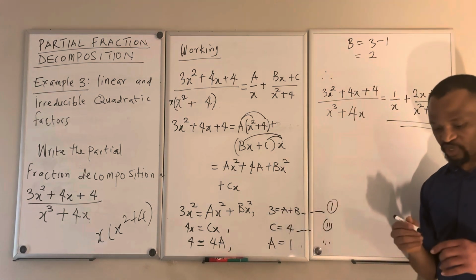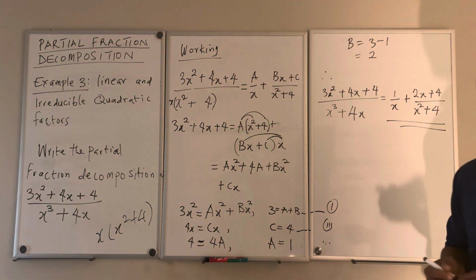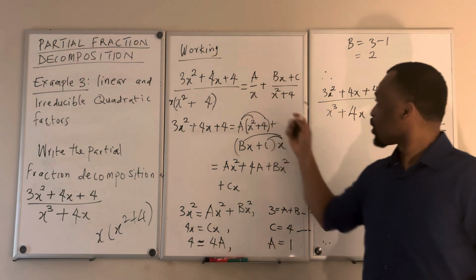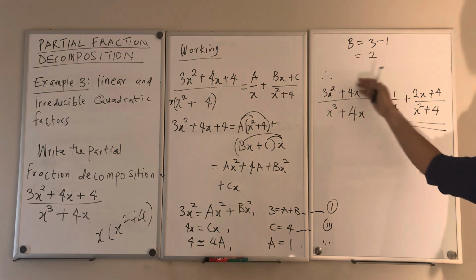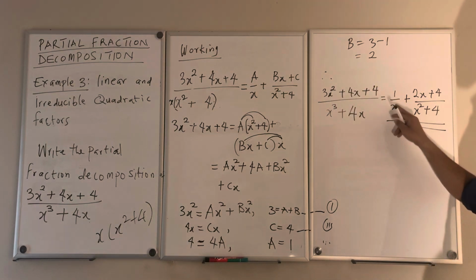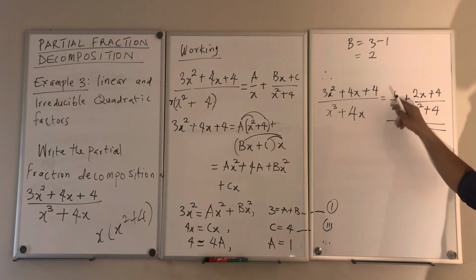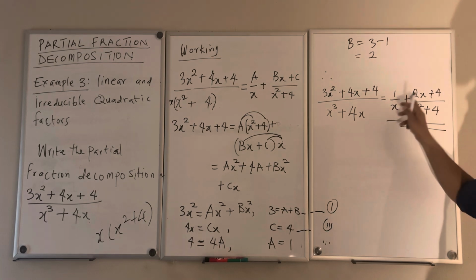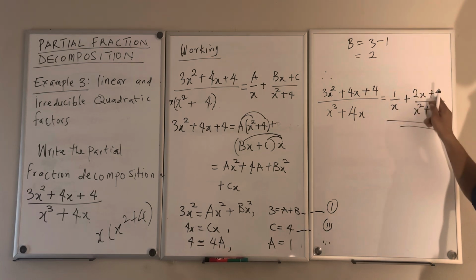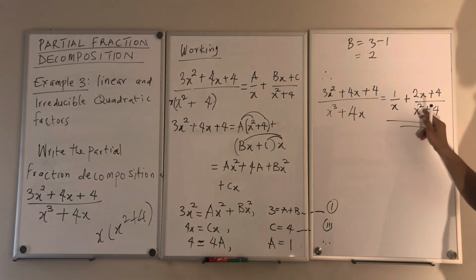So with that said, we can go over to express our partial fraction decomposition. The partial fraction decomposition of this will be: a is 1, so 1 over x, plus 2x plus 4 over x raised to power 2 plus 4.